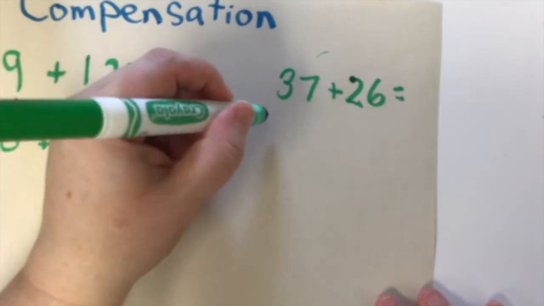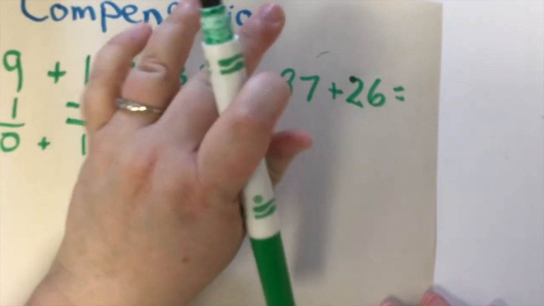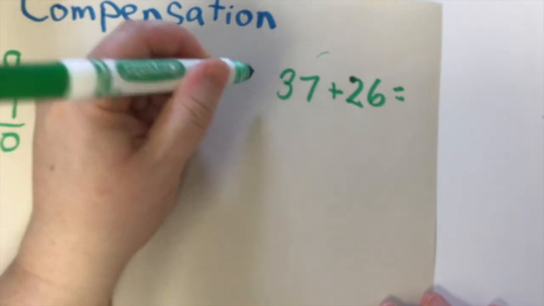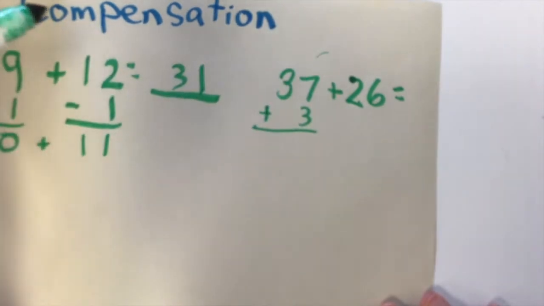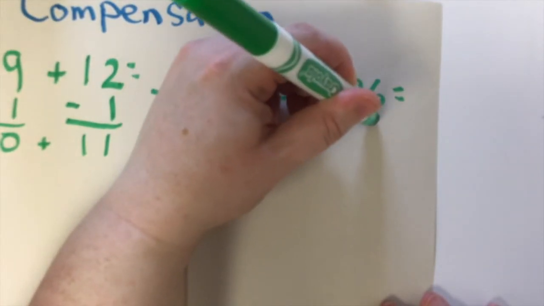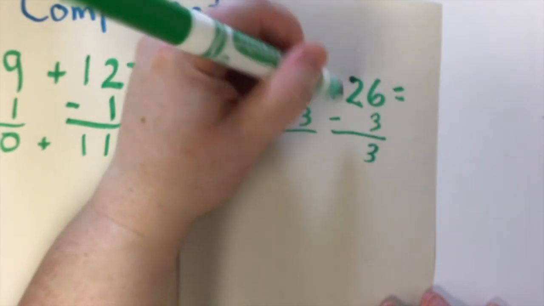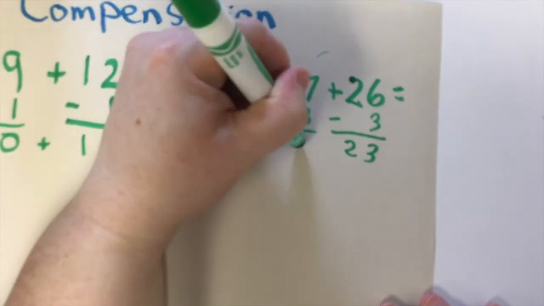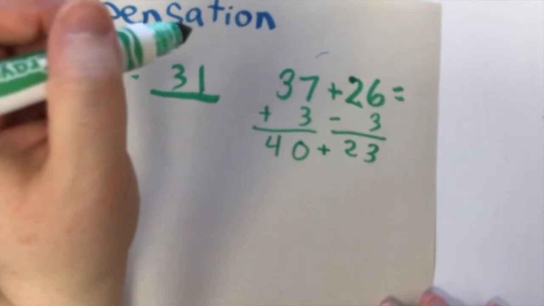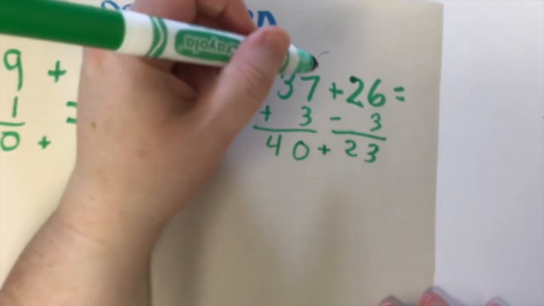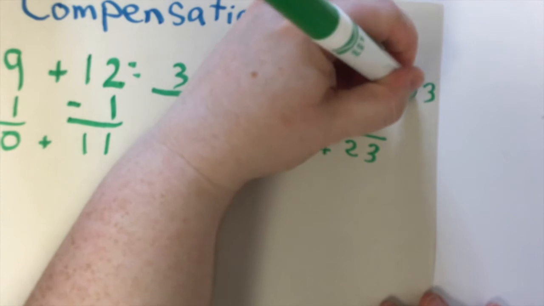So I'm going to go ahead, and how many more do I need to get to 40? 37, 38, 39, 40. I need 3. So I'm going to add 3. Now in order for this to work, I got to subtract 3 from my 26. Because we don't just make up numbers out of thin air. 6 minus 3 is 3, and 2, bring it down. Now we have 10, and we know we made 40. So now it's 40 plus 23, which is a lot nicer to deal with than 37 and 26. So 0 plus 3 is 3, 4 plus 2 is 6, 63.